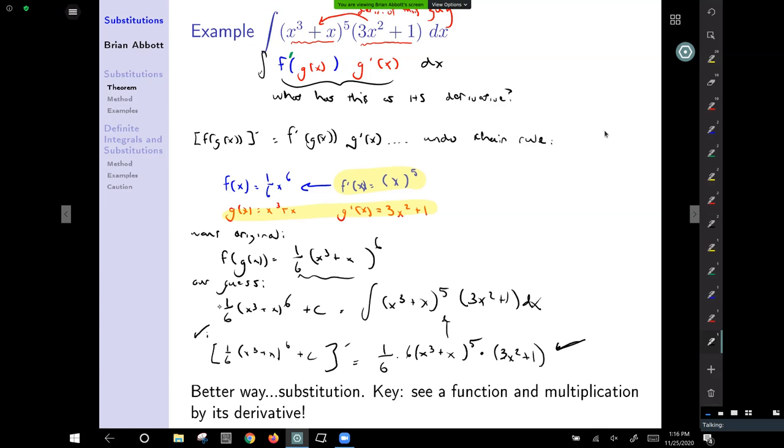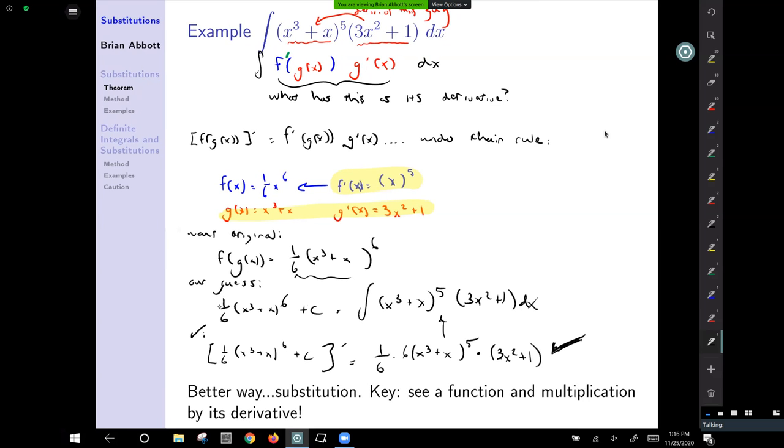Now, this is not at all the way to do this, but it's kind of nice to see that we did it. We came up with the right answer just by kind of reverse engineering it. But hopefully the point of seeing that was to say, oh, this seems like it could be really hard. And so there is a much, much better way, and that's substitutions. So let's do it. But before we do it, I want to write one thing.